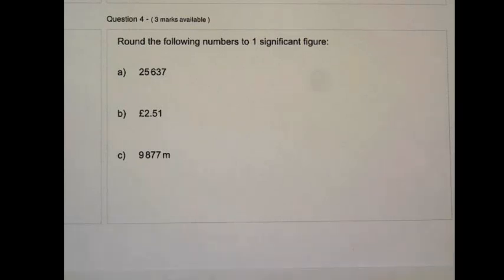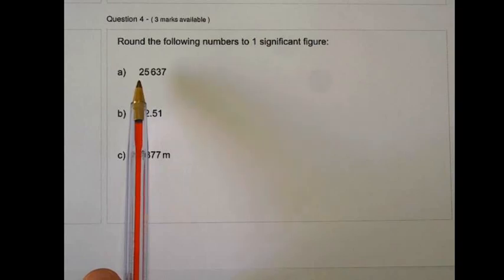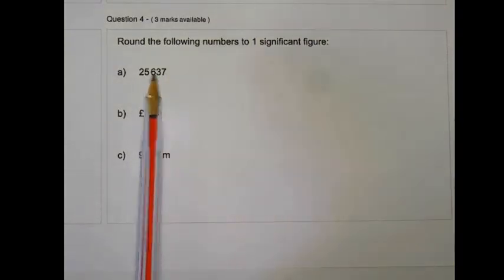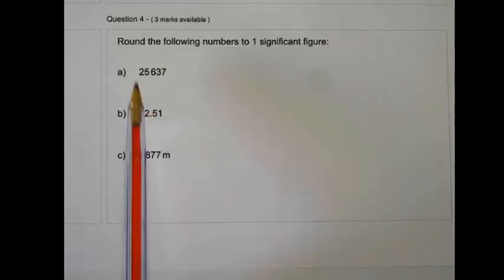So the first one I'm going to have a look at is on question 4 part A, and a good thing to do with these questions is to say the number out loud to yourself. So we've got 25,637 and we're going to be rounding that to one significant figure. So you need to think about what significant figures you've got in that original number. So the 2 here at the beginning is our first significant figure, 5 is the second, 6 is the third, etc. Now this 2, you need to think about what its value is.